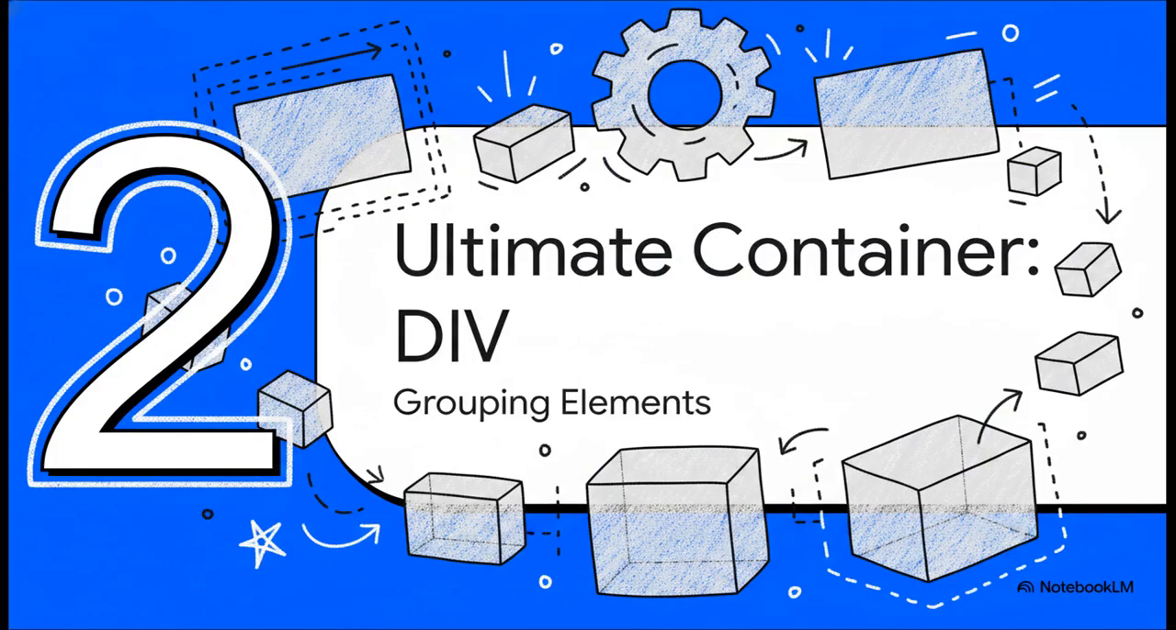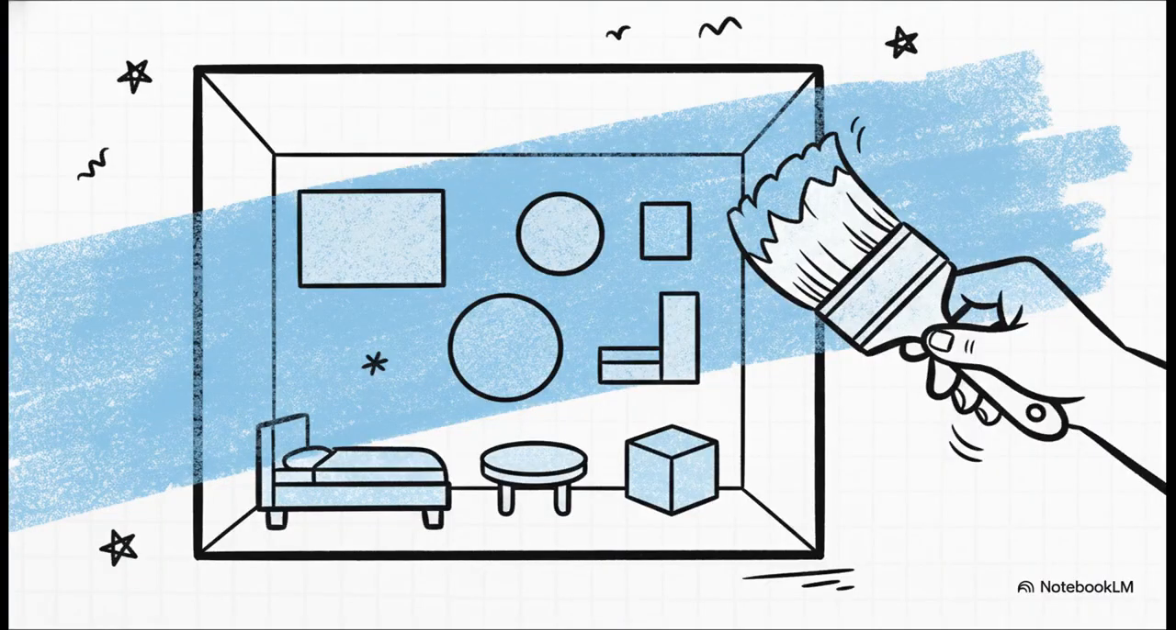Moving right along to Section 2, the ultimate container, div. Time to zoom in on the most versatile building block of them all. The div element is what we call a generic container. What that actually means is it's specifically designed to group other HTML elements together. This way, you can apply styles or design layouts to that whole room at once. So instead of painting a dozen individual pieces of furniture, the div lets you paint the entire room in one go.